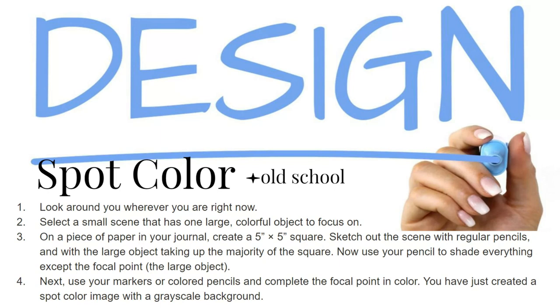Use your regular graphite pencil to shade everything except for your focal point, that large object. And then once you finish shading, use your markers and colored pencils to completely color that focal point. There you go. You've just created a spot color image with a grayscale background.